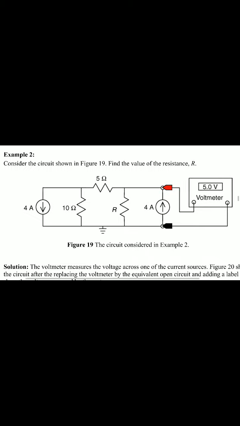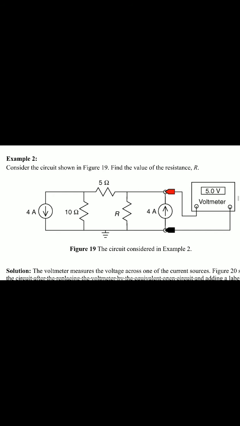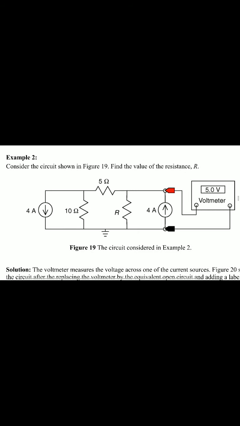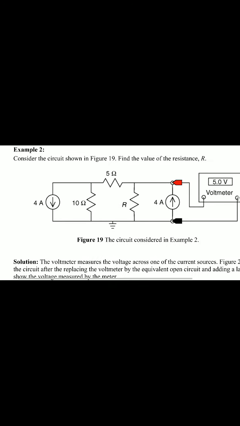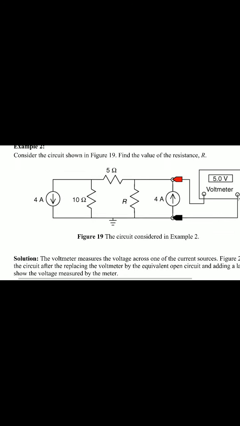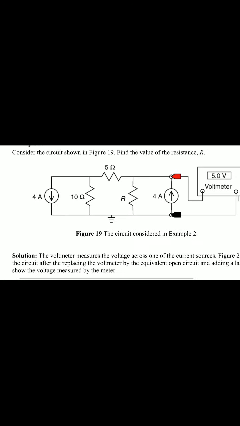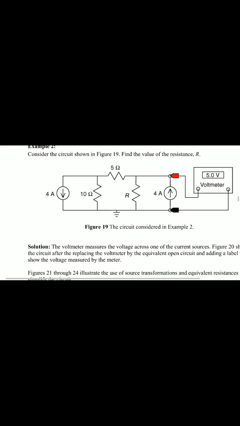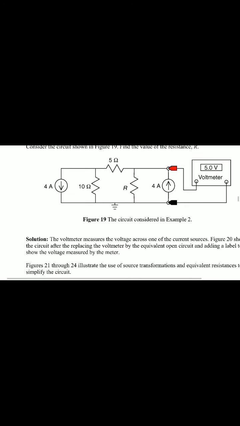Consider the circuit shown in the figure. Find the value of resistance R. Here the voltmeter is showing 5 volts. Here is figure 19, the circuit considered in example 2.